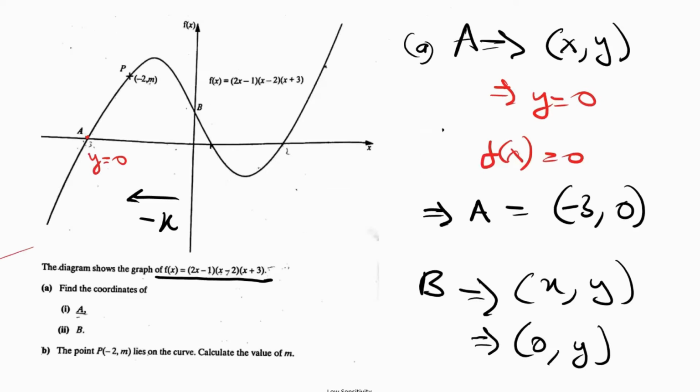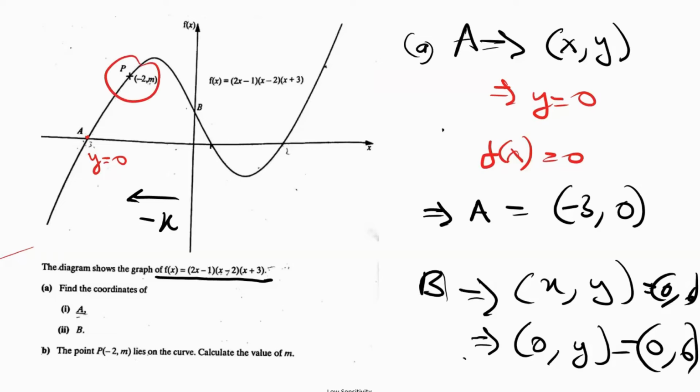So here we can come back in here, and we know that B now is equal to (0, 6). Let me write that so that it's clear. (0, 6). That's the value of B. Okay, so we have the coordinates of A and the coordinates of B. Now let's go to the point P, (negative 2, m). So this is the point that we are talking about.